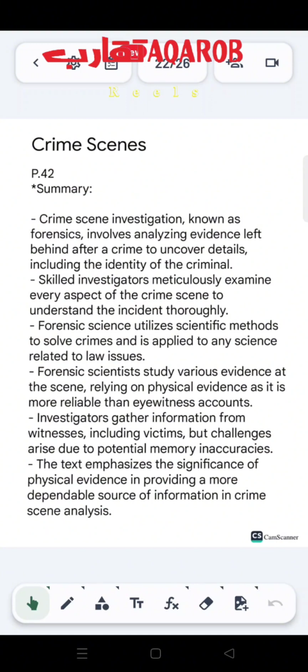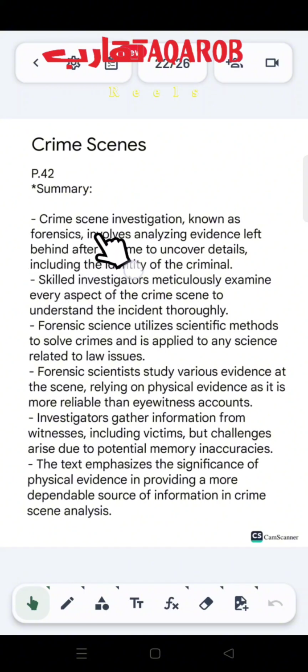So, in the previous lesson, we read the text about crime scenes, and in this lesson, we're going to read the summary and the main ideas of the text in general. So, let's get started.